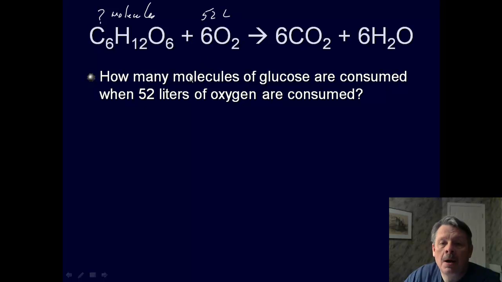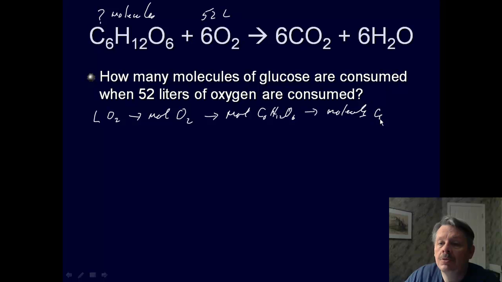So, you're trying to go from liters of oxygen. Remember, you're always converting to moles. You're going to moles of oxygen, and then from moles of oxygen, you're going to moles of glucose, and then from moles of glucose, you're going to molecules of glucose. All right, so let's go and start with what we have. If you couldn't get that far, pause the video, see if you can do the math on your own. All right, so we start with 52 liters of oxygen.